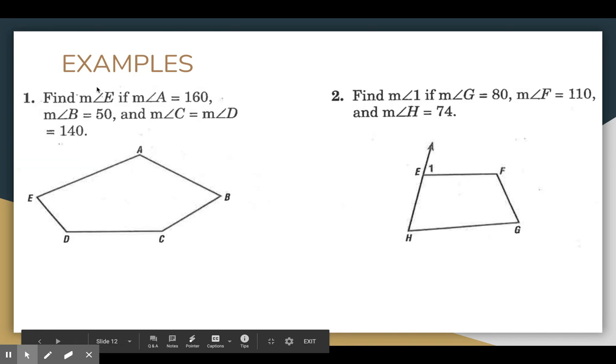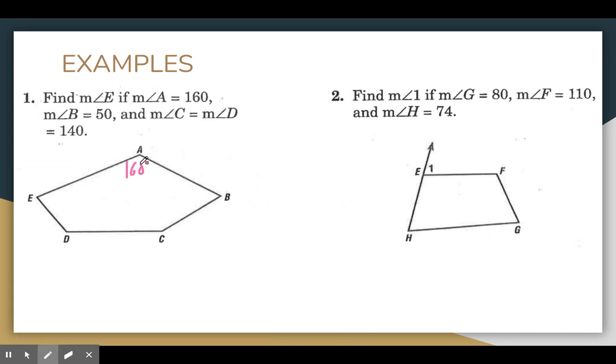Okay, find the measure of angle E if the measure of A is, so here, let's fill these out, right? A, it tells us, is 160. B is 50. C, the measure of angle C is equal to the measure of angle D, which is also equal to 140. So that means both of those are 140. That was a weird way for that to be phrased, but we are smart and intelligent, so we know that those are 140, and we don't know what E is, right? So I guess instead of a question mark, we can write an X there.